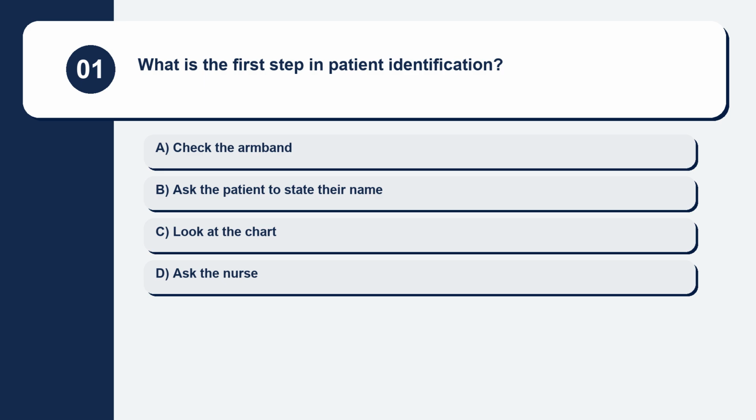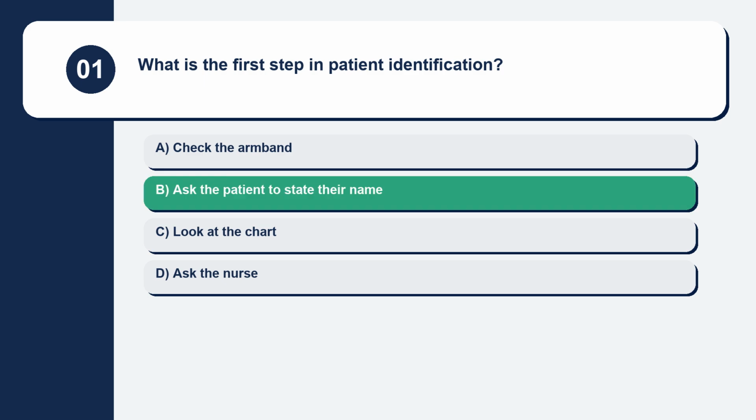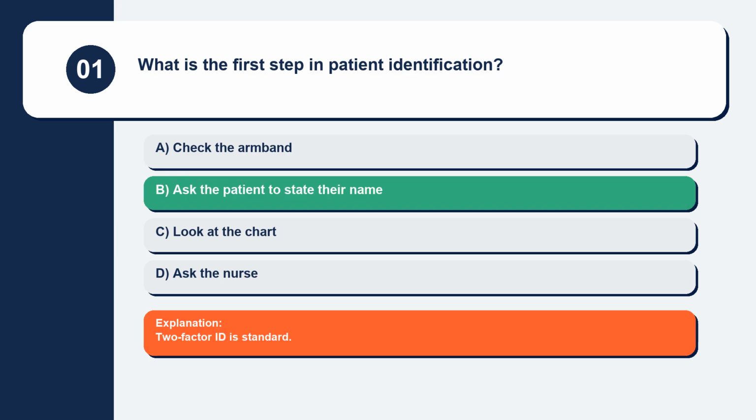Question 1. What is the first step in patient identification? Check the arm bend. Ask the patient to state their name. Look at the chart. Ask the nurse. Two-factor ID is standard.